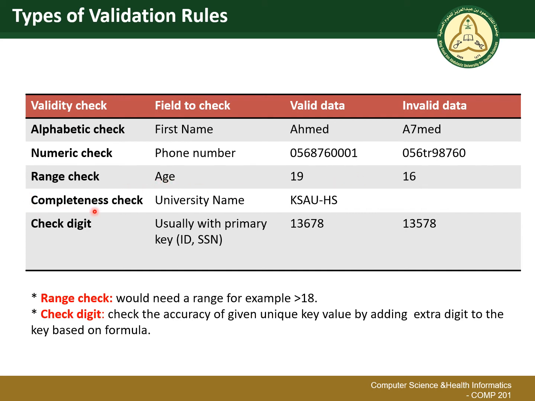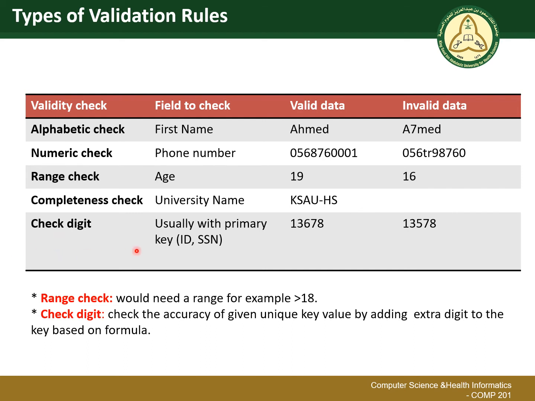Completeness check. If we apply the completeness check on a field called university name, and we want to enter data in this field, so we entered the university name, KSAUHS. Here it will be considered valid data, but if we left the field without data, here we will get an error message, invalid data, because we need to complete this field and fill it with data.